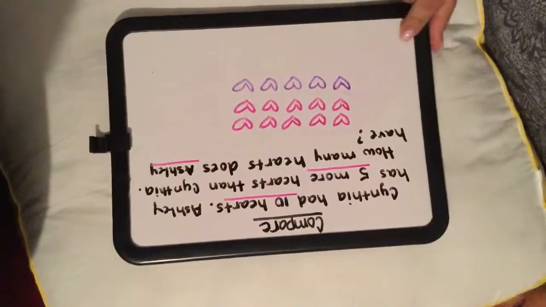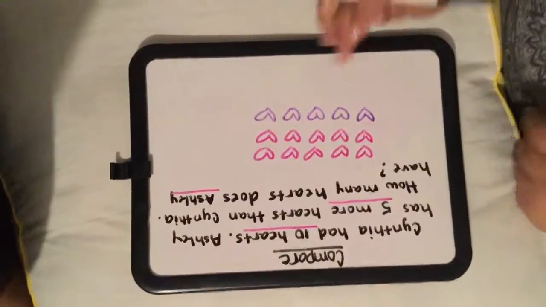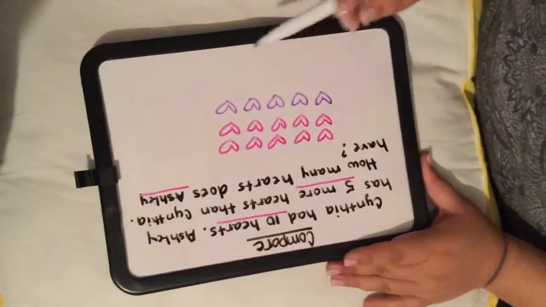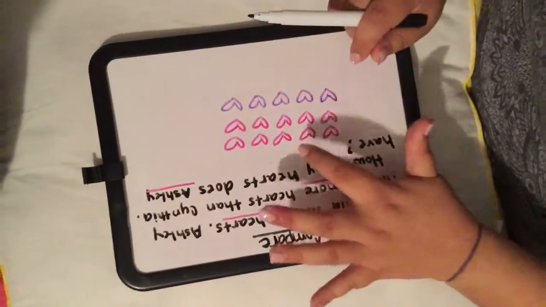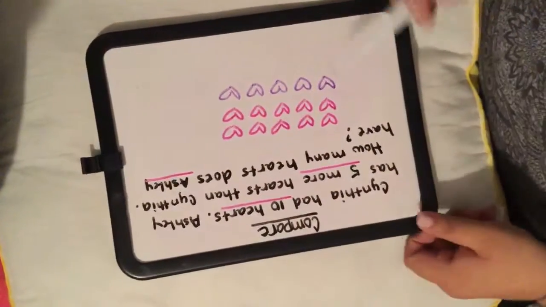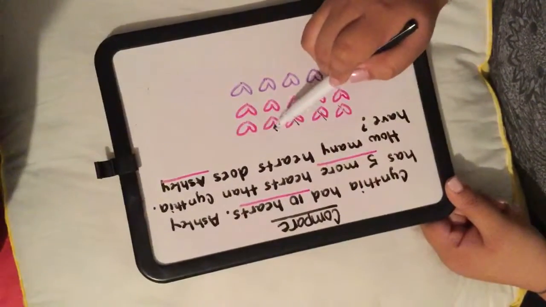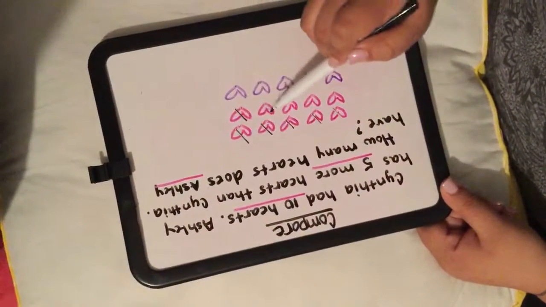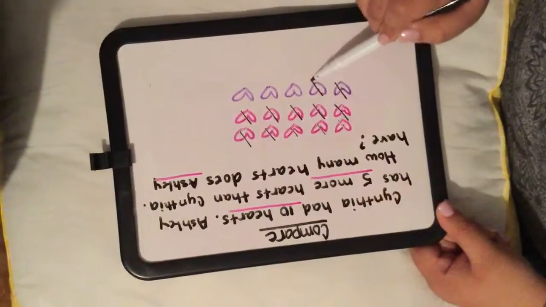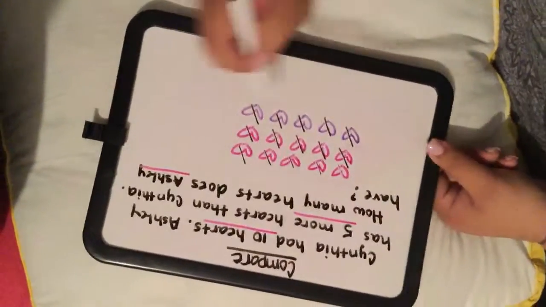So let's see how many hearts Ashley has all together. And as we're doing this, a way you won't be confused is you can cross them out as you're counting. Because if we're just counting, sometimes we can get confused if it's a lot of little items like this. So what we'll do is just cross them out. So it's 1, 2, 3, 4, 5, 6, 7, 8, 9, 10, 11, 12, 13, 14, 15. So the answer is 15.